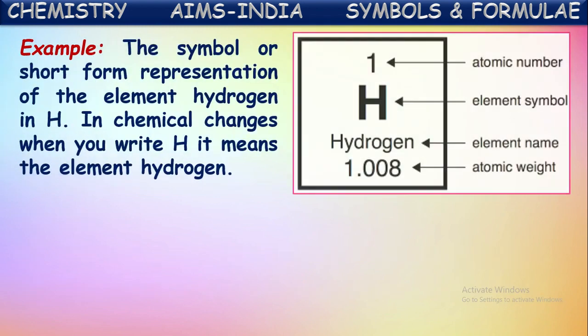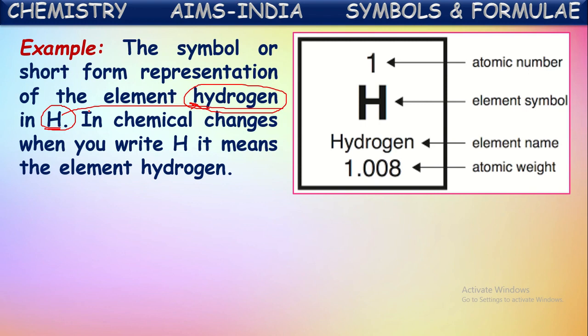For example, the symbol or short form representation of the element hydrogen is capital H. In chemical changes, when representing chemical reactions by using chemical equations, if you write just H, that represents the element hydrogen. So instead of writing hydrogen, we can simply write H. This is called the shorthand representation of the element hydrogen. The shorthand representation of an element's name is called its symbol. So H is the symbol of hydrogen.